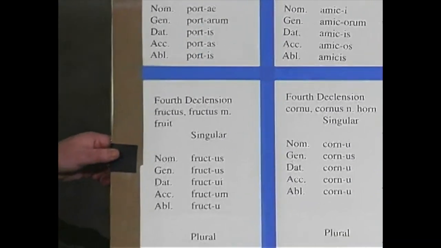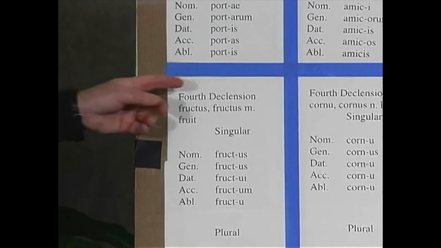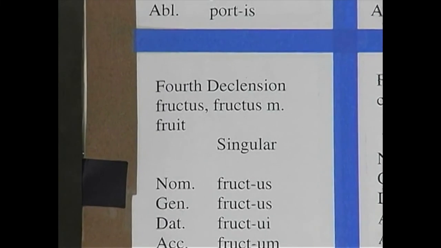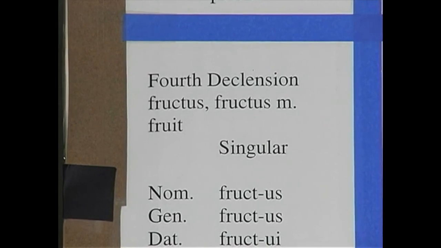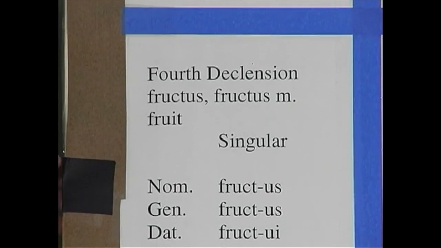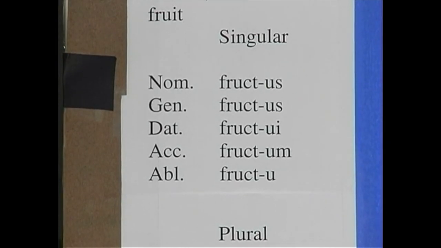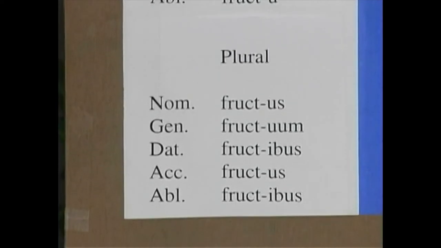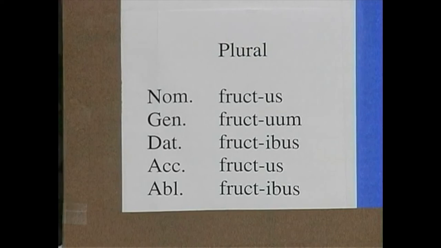The fourth declension, we recall, is characterized by the vowel u that occurs throughout the declension. Our model noun is fructus, fructus, masculine, fruit. And the endings are, for masculine nouns, us, us, ui, um, u; us, uum, ibus, us, ibus.